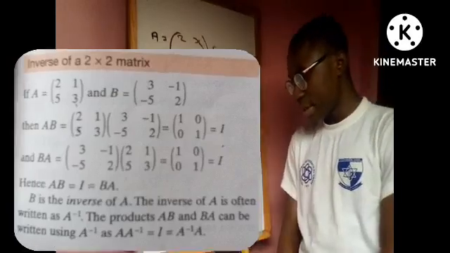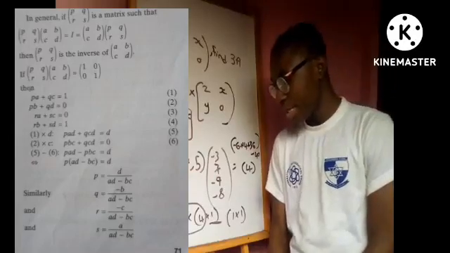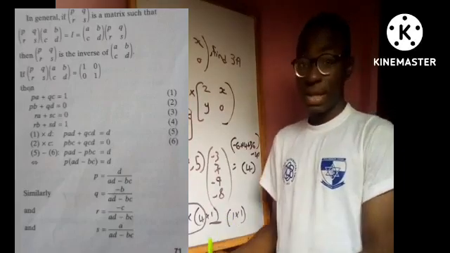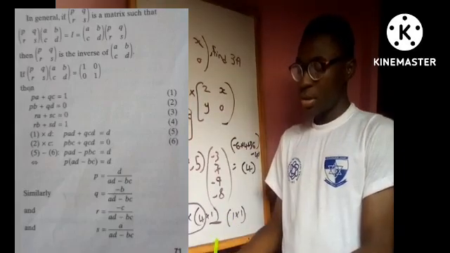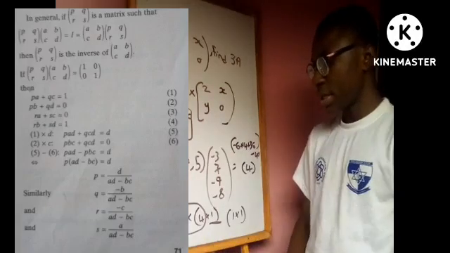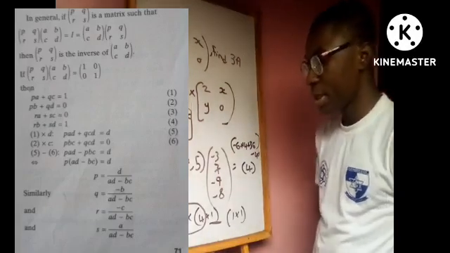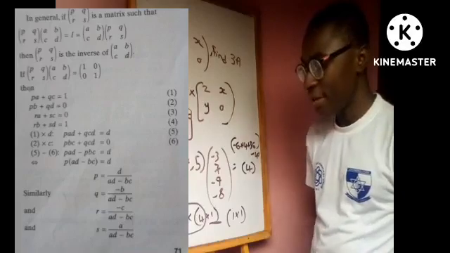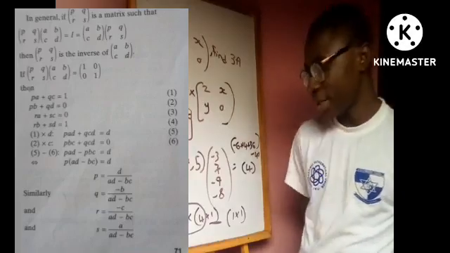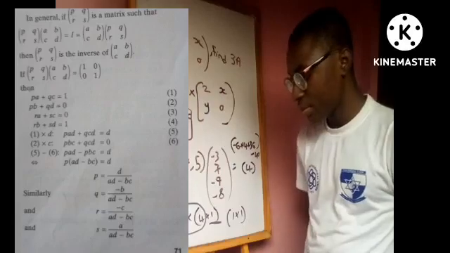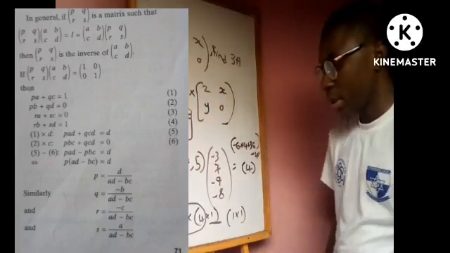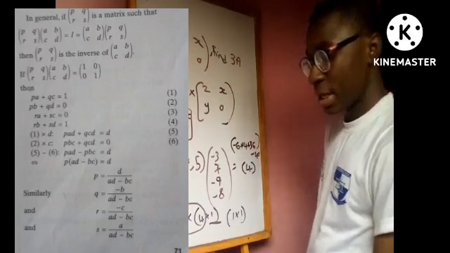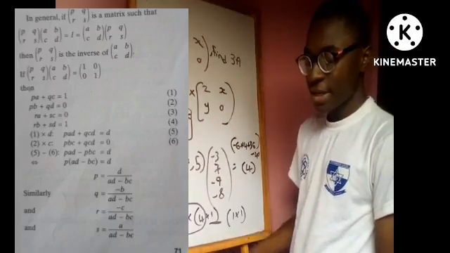So as you can see, in general terms, if you have a matrix PQRS such that PQRS times ACBD equals the identity matrix. Anytime you multiply a matrix and another matrix and it gives you the identity matrix, that means that second matrix is the inverse. And then in general, that means P equals D over AD minus BC. So in general, you can simply represent the inverse of any matrix.